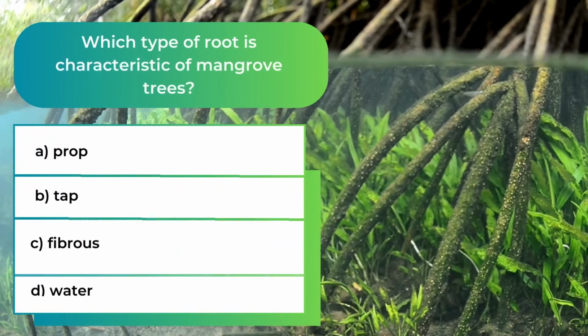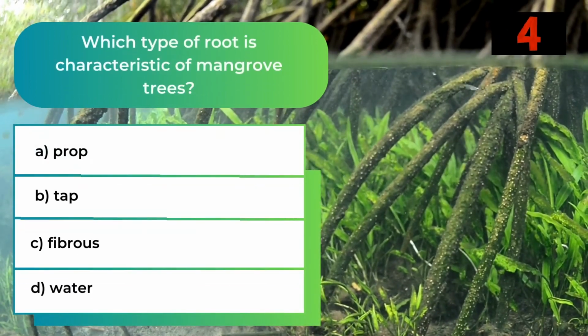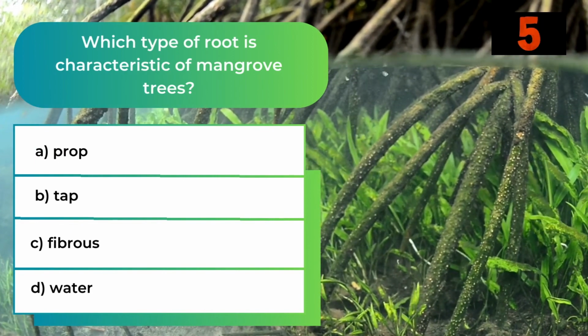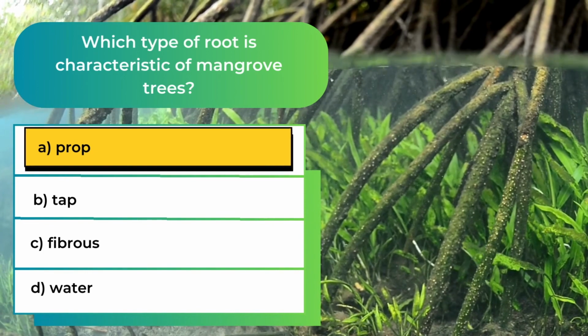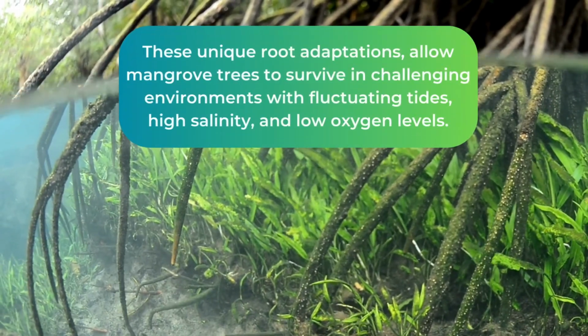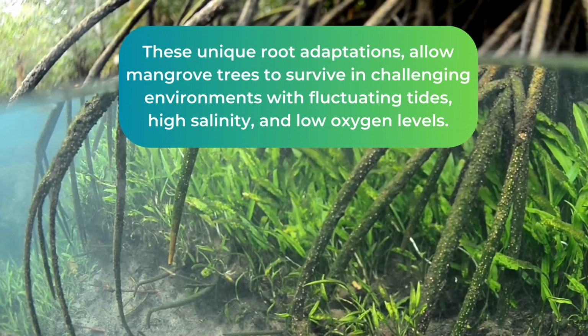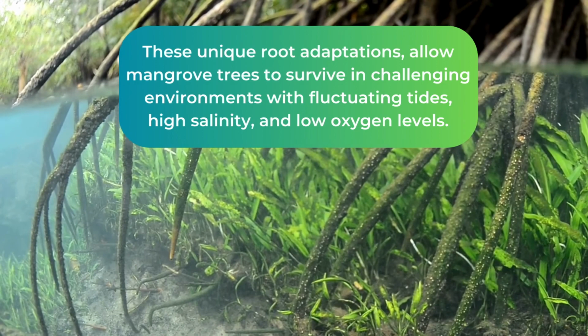Which type of root is characteristic of mangrove trees? The answer is A, prop. These unique root adaptations allow mangrove trees to survive in challenging environments with fluctuating tides, high salinity, and low oxygen levels.